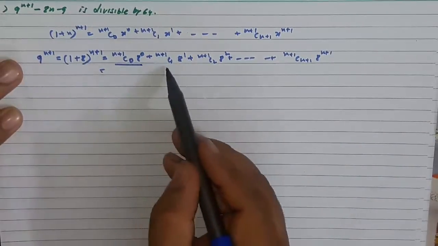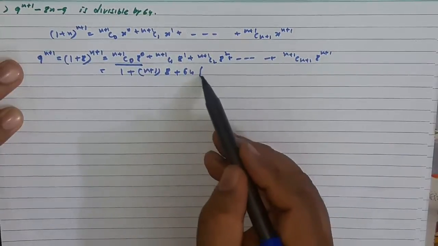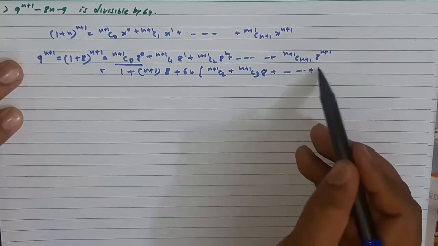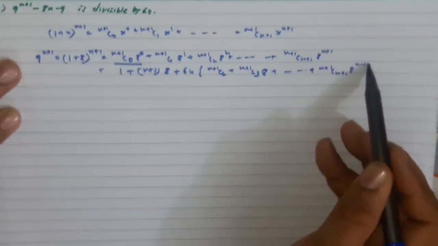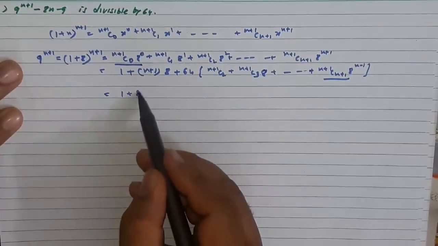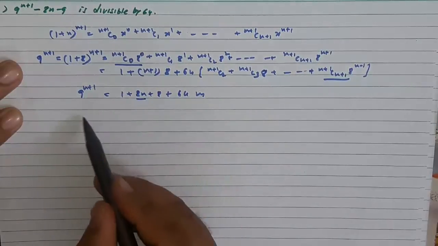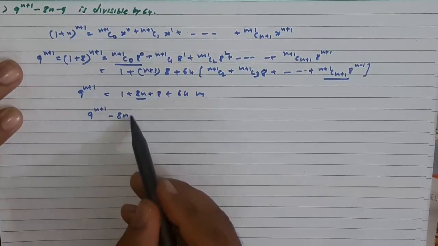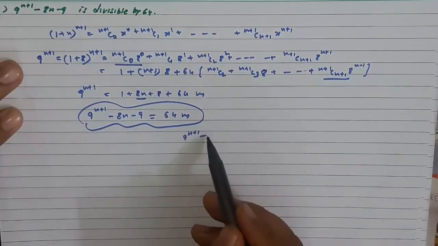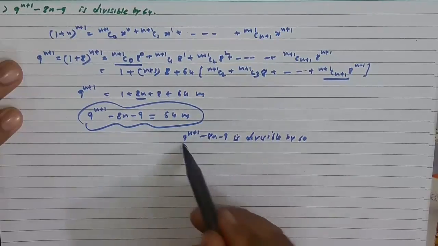So we need to solve only the first two terms. So this is 1, this is n plus 1 into 8, and here 64 will be common because 8 square is common in all. The last term n plus 1 C n plus 1 8 raised to power n plus 1, we may not write it if there is confusion, we can leave it out or use dots because it is a plus sign. So we have 1 plus 8n plus 8 plus 64 times m, this is your 9 raised to n plus 1. Bringing 8n and 9 over here, we get 9 raised to power n plus 1 minus 8n minus 9 equal to 64m. So we can say that 9 raised to power n plus 1 minus 8n minus 9 is divisible by 64. Right? This we have to prove.